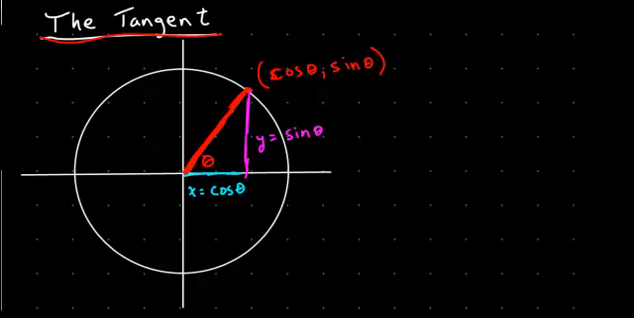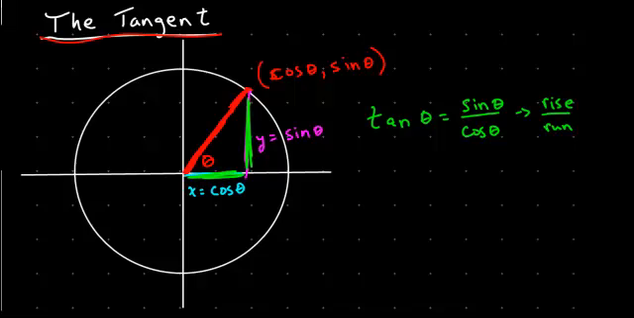Our tangent function is simply defined as, it's always written as tan theta equals sine over cosine. Sine theta over cosine theta. And note, that is a rise over run. Rise, sine theta over run, cosine theta. So this is the slope of the radius at an angle of theta.